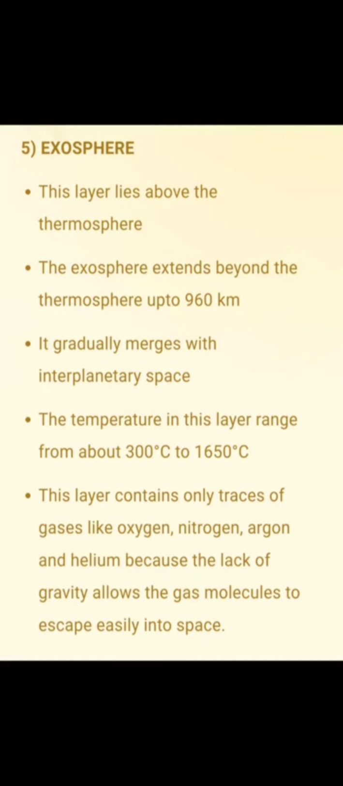Now, the last layer, that is the exosphere. This layer lies above the thermosphere. The exosphere extends beyond the thermosphere up to 960 km. It gradually merges with interplanetary space. The temperature in this layer ranges from about 300 degrees Celsius to 1650 degrees Celsius. This layer contains only traces of gases like oxygen, nitrogen, argon, and helium, because the lack of gravity allows the gas molecules to escape easily into space.